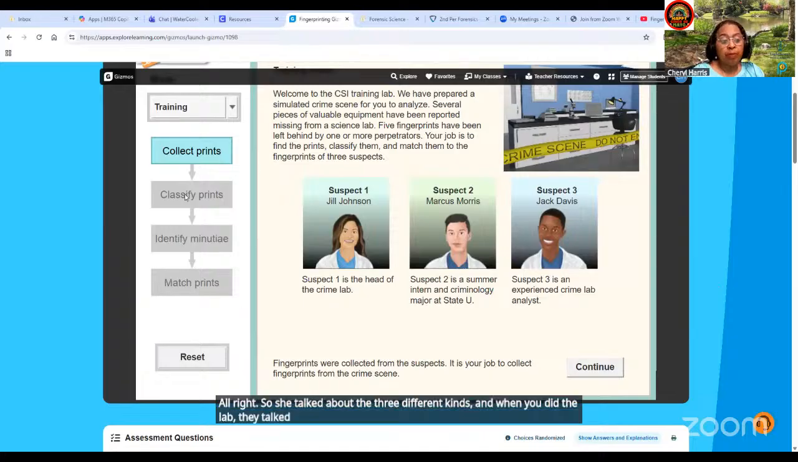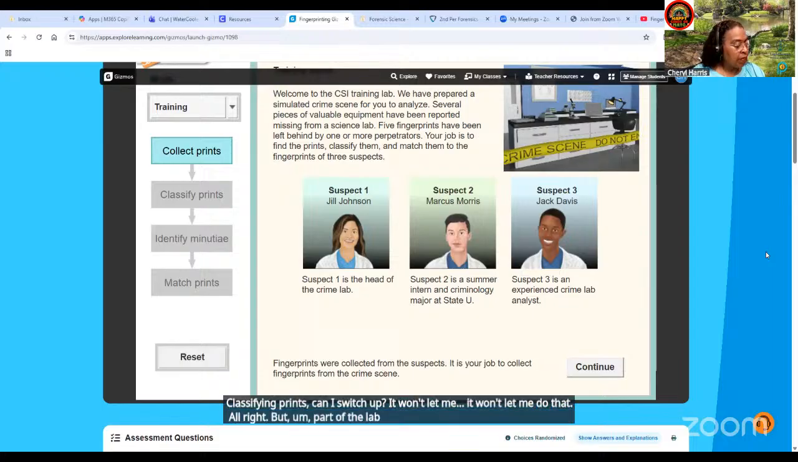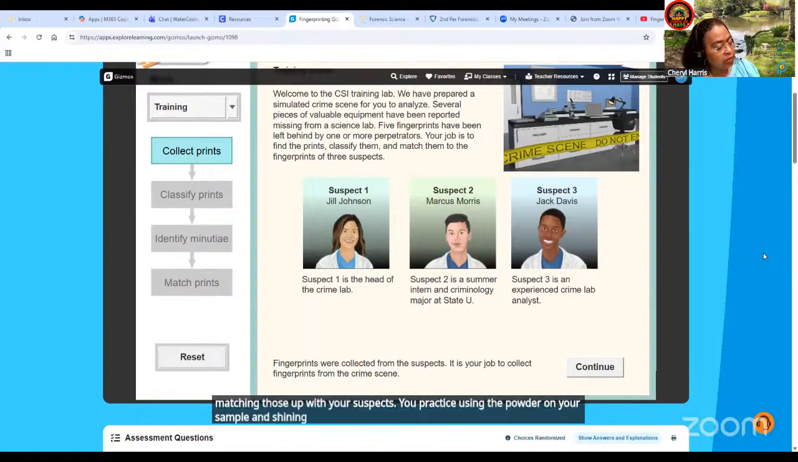All right, so she talked about the 3 different kinds, and when you did the lab, they talked about classifying prints. Part of the lab talked about identifying latent prints, plastic prints, and matching those up with your suspects. You practice using the powder on your sample and shining the light on the latent prints. So you had a little practice with all the stuff that she was talking about as you did this lab.